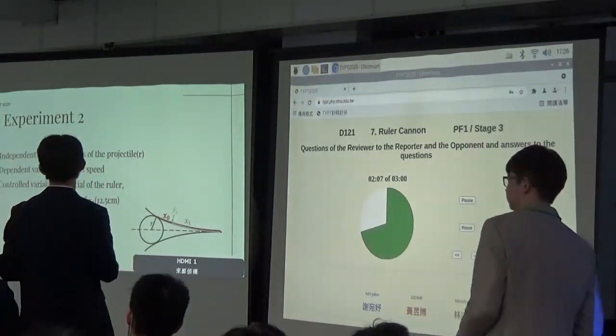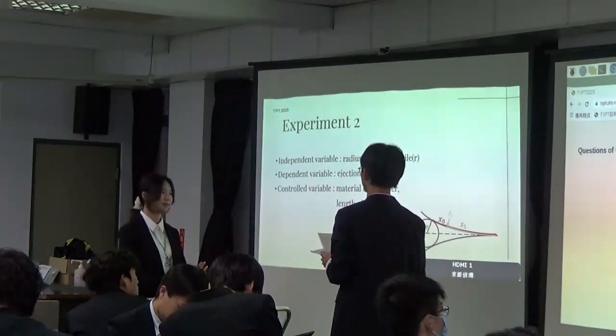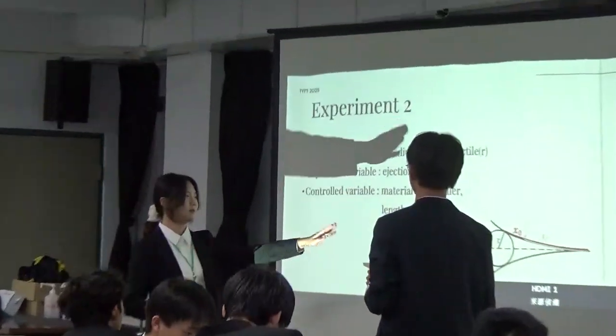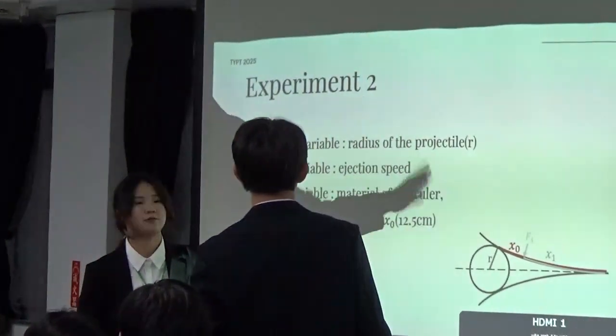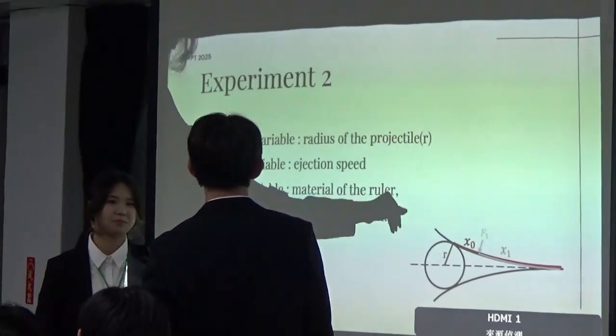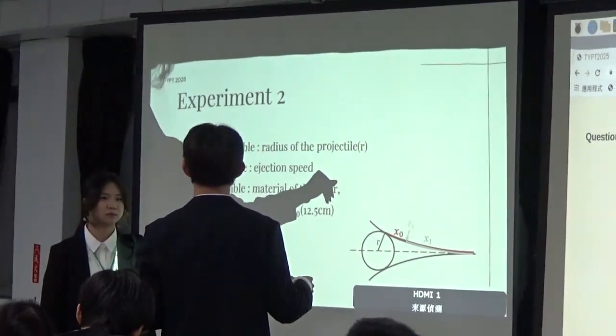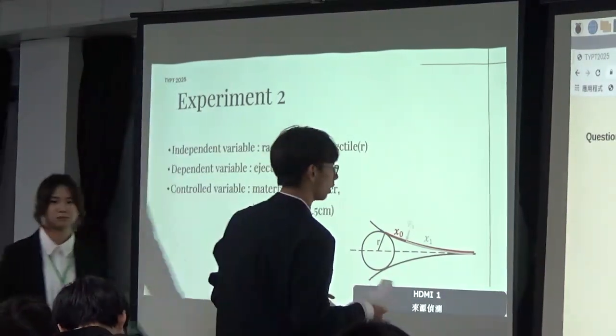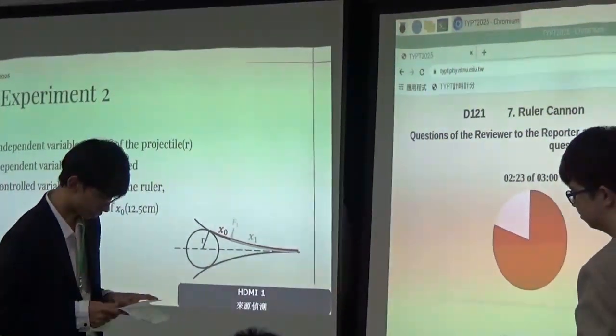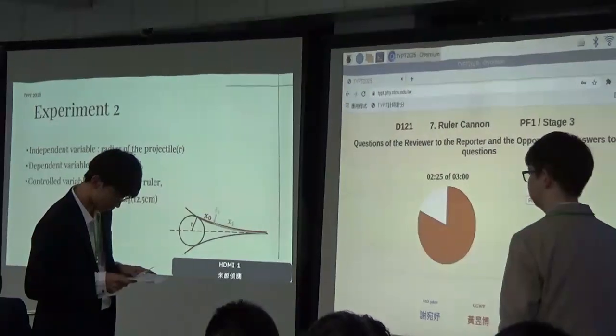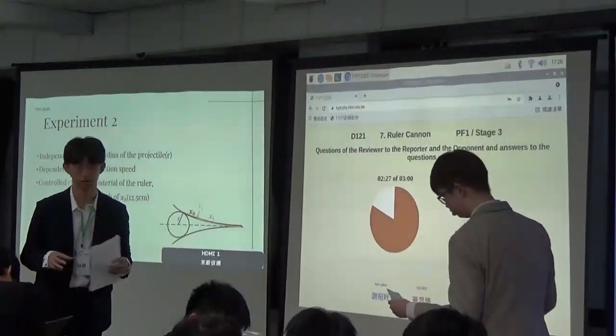Okay. So do you know my example now? In my experiment, when the distance from the fixed point to the ejection point is longer, the velocity will be bigger. Yes. So also that's good. Yes. That's all.